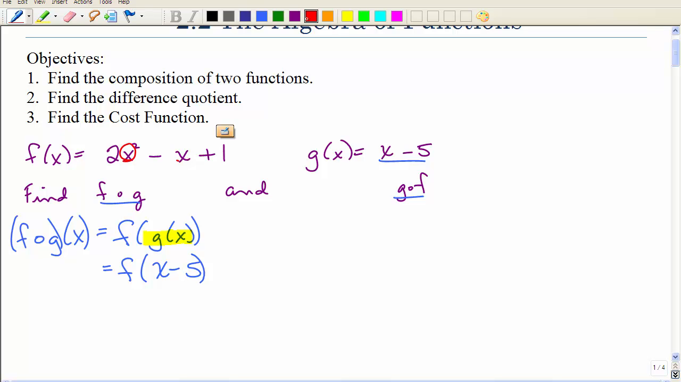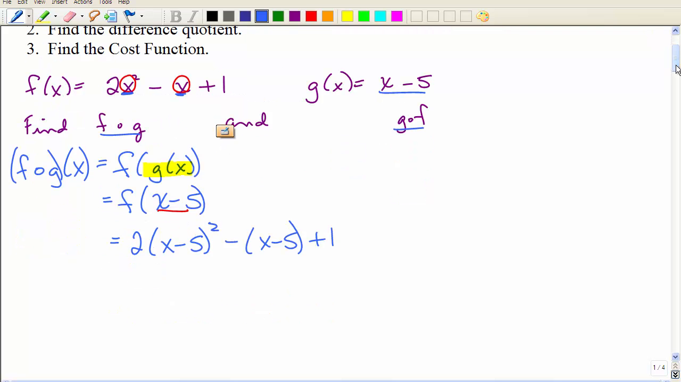So that means you're going to come back up to the f function. In every place there is an x, you're going to replace it with now x minus 5. All right, so we're going to have this as 2 times (x minus 5) squared minus (x minus 5). And I really would suggest every place you're going to replace the x with g of x, in this case with x minus 5, put it in those parentheses so you can really see how it's taking the place of that x. All right, and then we just do algebra as far as simplifying that out.